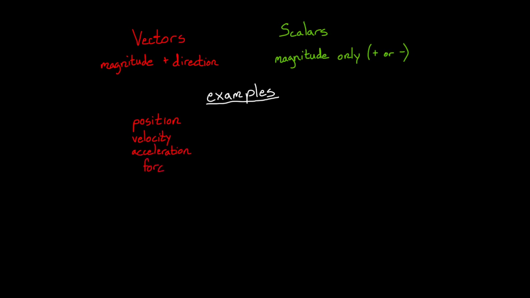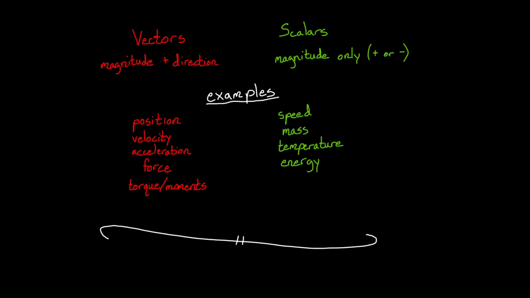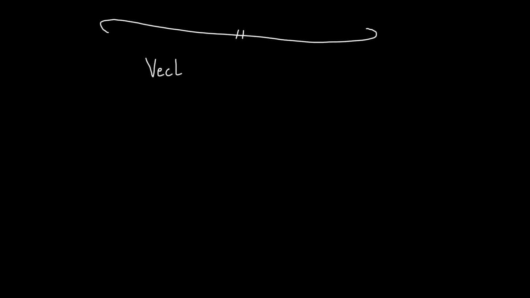Some examples of values that are vectors include position, velocity, acceleration, force, and torque, otherwise called moments. Each of these values' direction matters just as much as its size or magnitude. Some examples of scalars are mass, temperature, speed, and energy. These values do not carry any directional information, and we instead only care about their value, whether it's positive or negative.